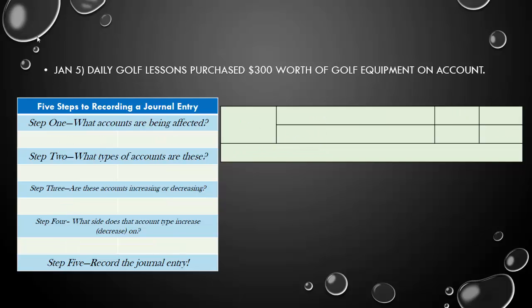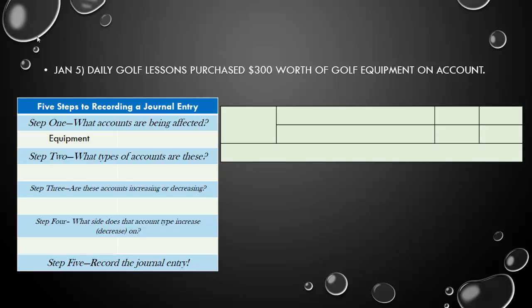On January 5th, Daily Golf Lessons is going to purchase $300 worth of golf equipment on account. So what accounts are being affected? Let's ask ourselves, what are we buying? How are we paying for it? Well, we're buying equipment, so that's one of the accounts that has to be affected. How are we paying for it? At this point, we're not.